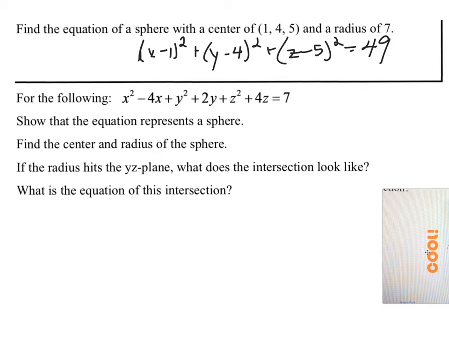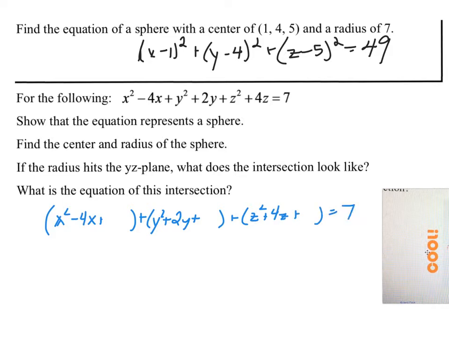So let me write it this way. x squared minus 4x, and I'm going to just use some parentheses. I'm going to leave a little space because we're going to complete the square for that. Plus y squared plus 2y plus, I'm going to leave a little space for that, and then we have z squared plus 4z, and I'm going to leave a little space for that, and this is equal to 7.